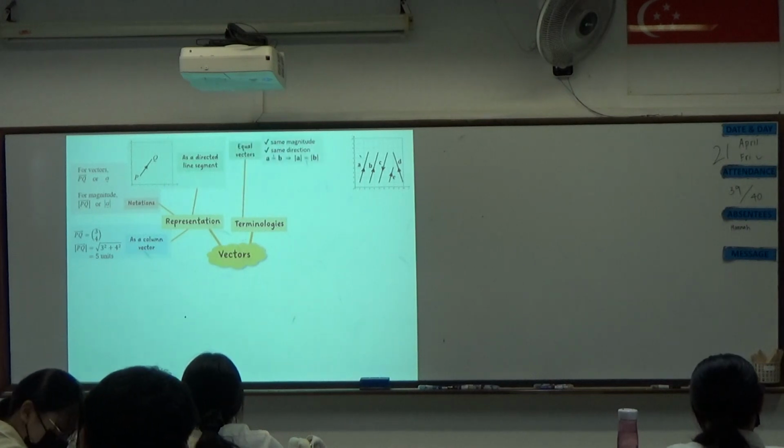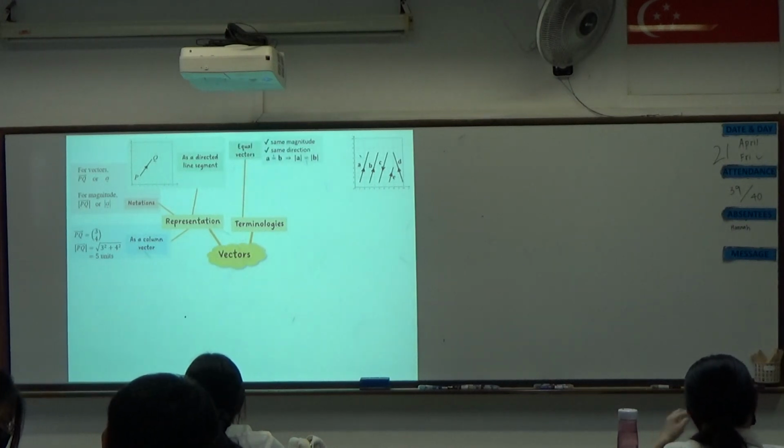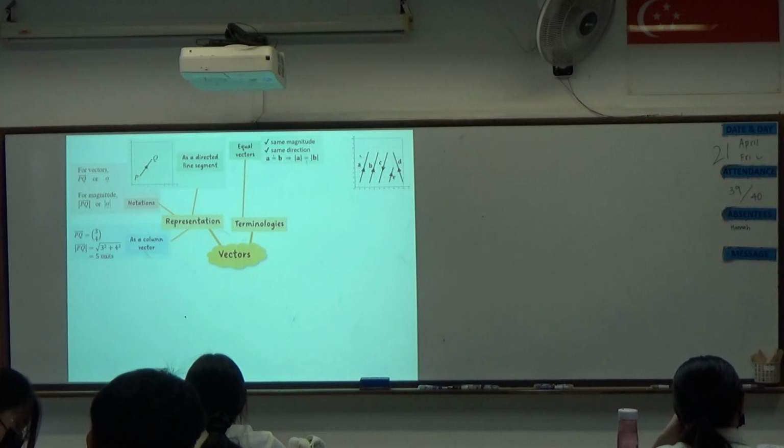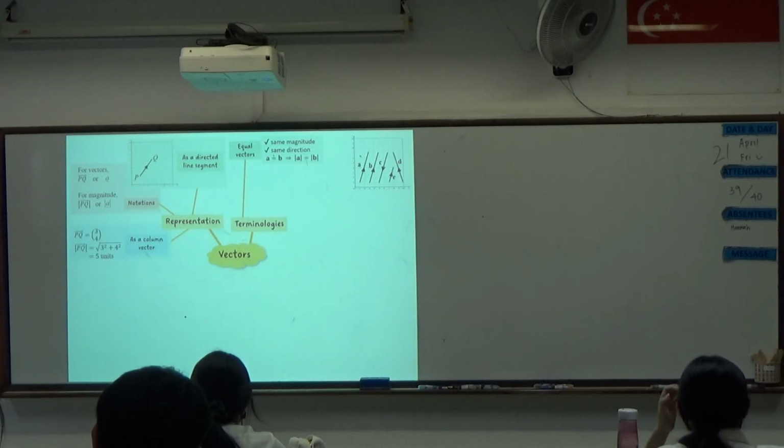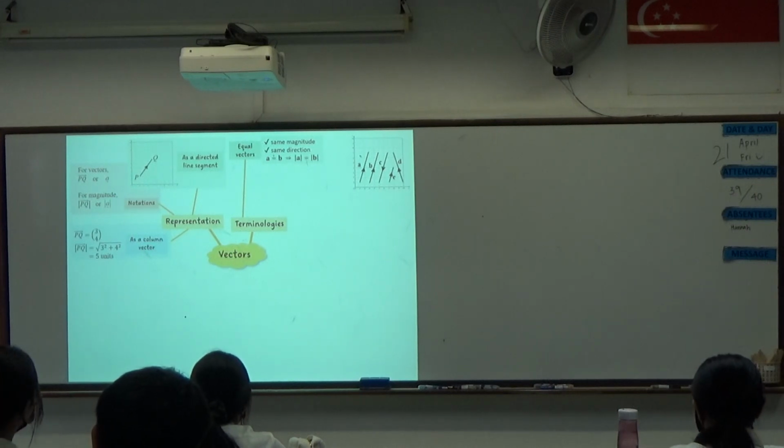The very first one is equal vectors, whereby, just like the word suggests, equal means that everything has to be equal, so same magnitude, same direction. In the diagram over there, we see that vectors A and B are the ones that are equal.